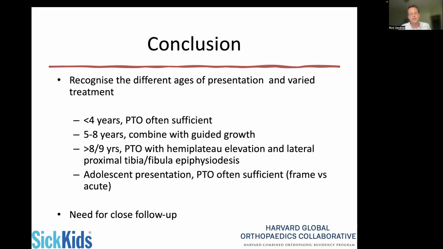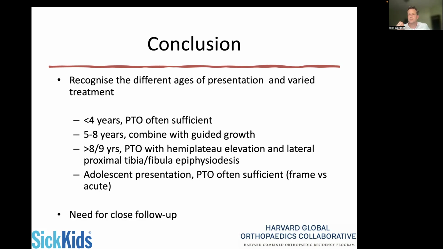But for those under the age of 4 years of age, a proximal tibial osteotomy is often sufficient. When the child is severe and between 4 to 5 and certainly 5 to 8 years of age, you need to combine your PTO with guided growth using your 8-plate or staple. Over the age of 9 years, when you've got a severe hemi-plateau depression and you're doing a hemi-plateau elevation, you pass that chisel across the physis, that medial physis is shut down anyway, and you do need to drill out the proximal lateral tibia. Lady Hoffman showed us that very clearly.